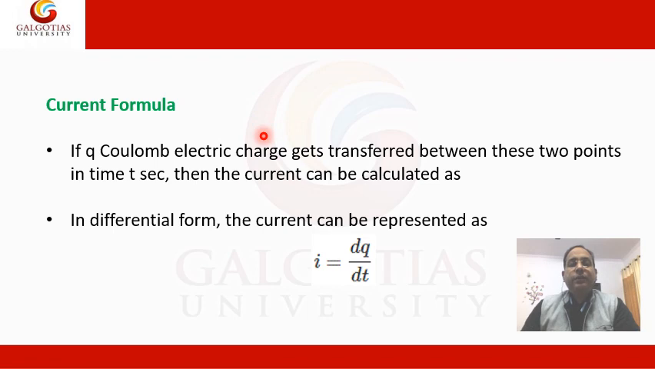In the last slide, we have seen the definition of the current: the charge flows from one point to another point. Let's say q coulomb charge is transferred between these 2 points in t seconds. Then in the differential form, we can calculate the current: I is equal to dq by dt, differential charge per unit time.